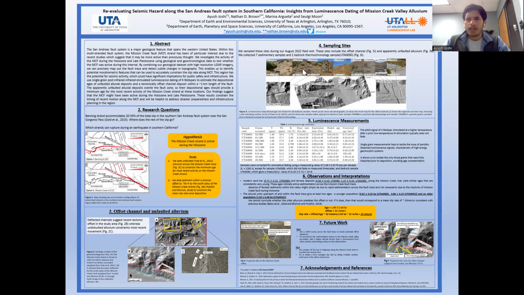So if you see this figure 3, it shows our study area and our sampling sites. So this is the LiDAR image, and we have mapped our sampling sites onto this LiDAR image. So long story short, all our samples from the Mission Creek Valley give us really young ages. So these young ages tell us two things. First thing is that this place might be tectonically active.